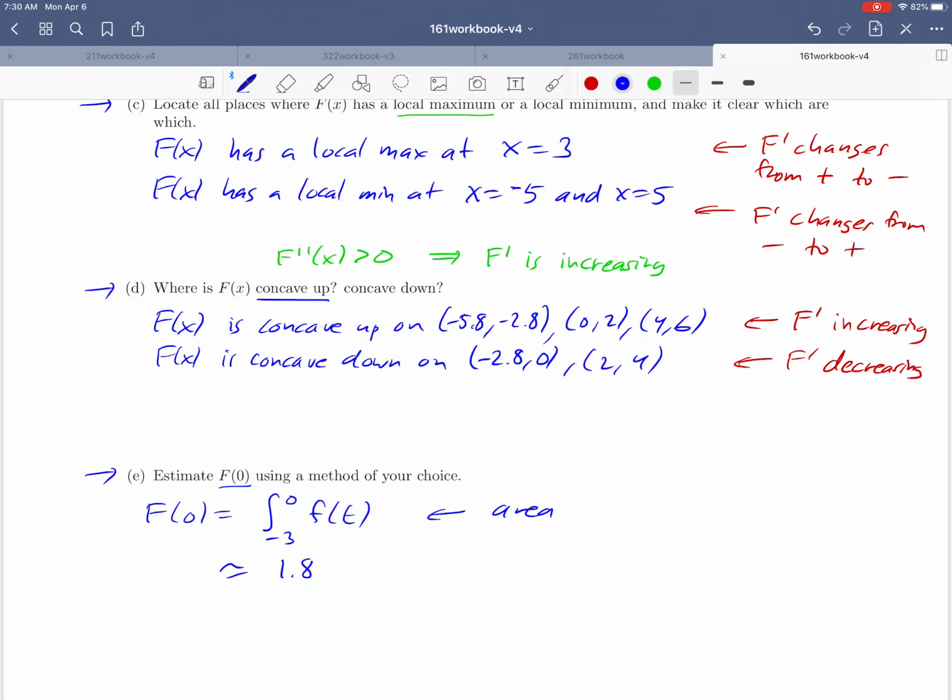So the first one had a height of 1.8, its width was 1, and then the next one we estimated its height to be about 1.3 and a width of 1, and the last one a height of about 0.3 and a width of 1. Okay, and you can double check my arithmetic here. We come up with a value of 3.4. That's our best estimate of the area, and therefore our best estimate of capital F of 0.